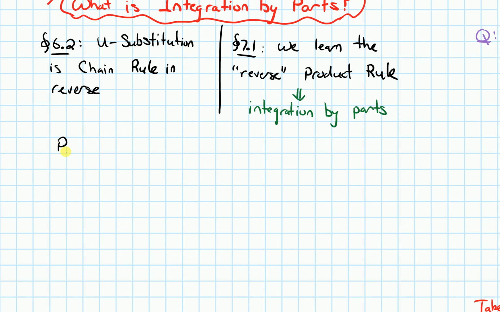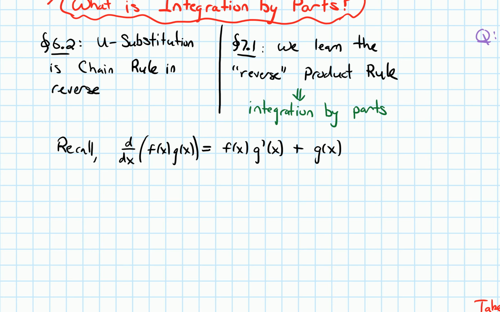Okay, so let's first recall the product rule. So recall that if I take the derivative, so I'm going to write d dx to indicate I'm taking the derivative with respect to the variable x, the derivative of a product of two functions, f of x times g of x. The product rule says, okay, we have the first function, f of x, times the derivative of the second, g prime of x, plus the second function, g of x, times the derivative of the first, f prime of x.